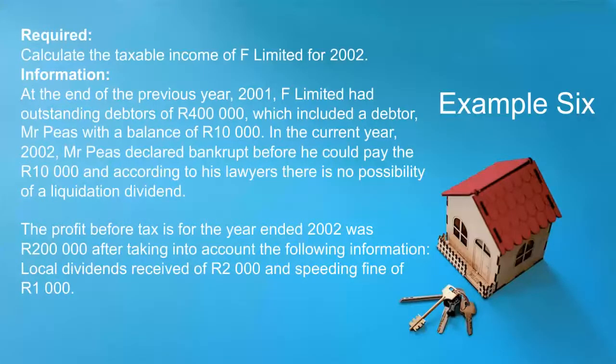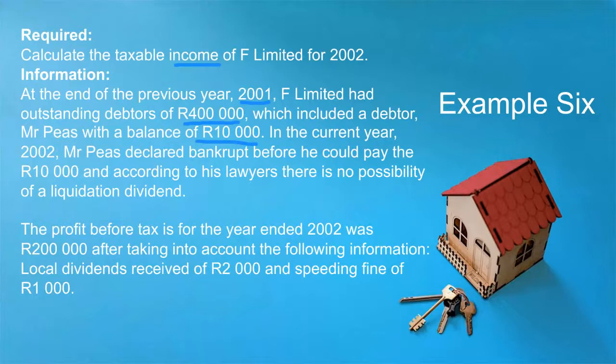So the first one is only dealing with the bad debts. The next one will be dealing with the credit losses, allowance for credit losses. Okay, so let's first deal with this one. It says calculate the taxable income of F Limited for 2002. It says at the end of the previous year, so 2001, F Limited had debtors of 400,000, which included a debtor, Mr. P Limited, of 10,000 Rand.